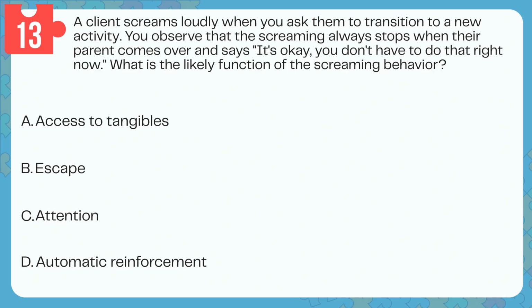Question 13. A client screams loudly when you ask them to transition to a new activity. You observe that the screaming always stops when their parent comes over and says, "It's okay, you don't have to do that right now." What is the likely function of the screaming behavior? A. Access to tangibles. B. Escape. C. Attention. D. Automatic reinforcement.